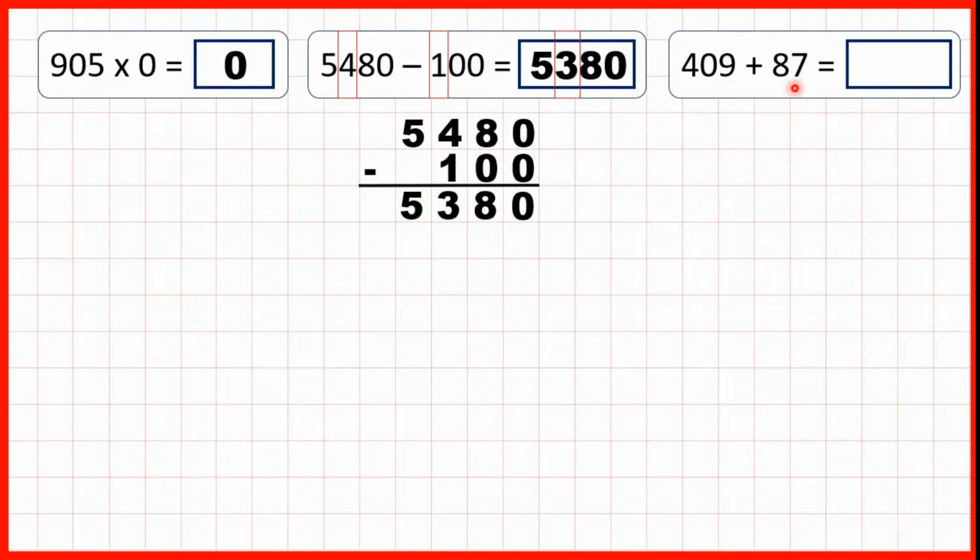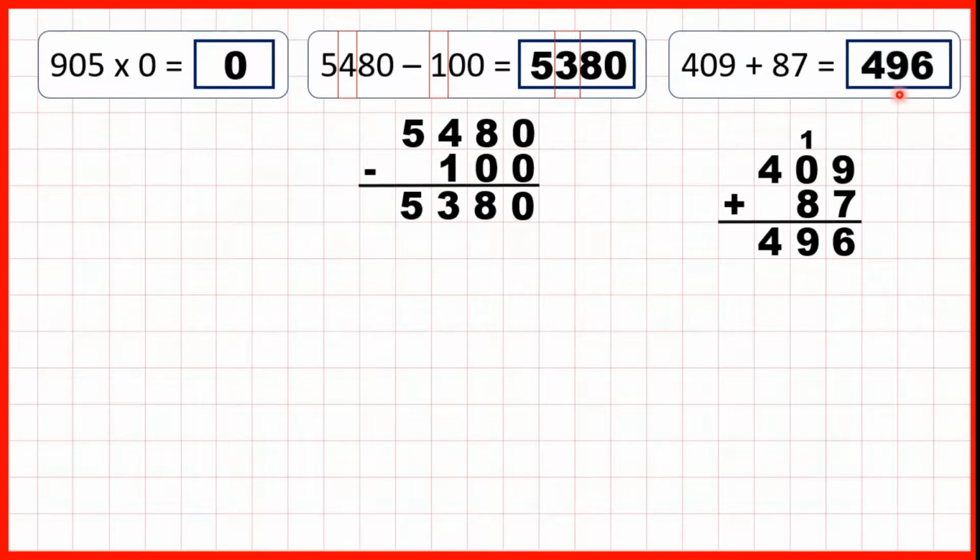409 plus 87. We can set this out as a column addition, making sure we've got our digits lined up on the right-hand side so that our ones, tens and hundreds digits are in the right columns. Now, 9 plus 7 is 16, so 1, 6. 1 plus 0 plus 8 is 9, and 4 plus nothing is 4. So our answer is 496.